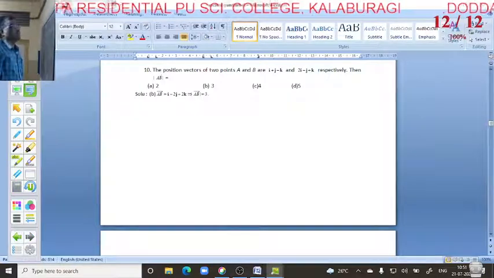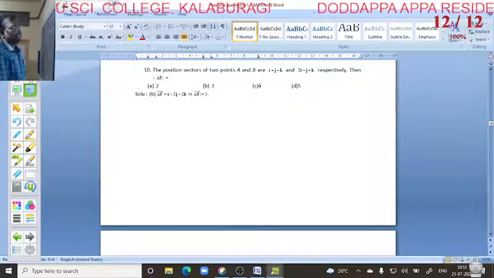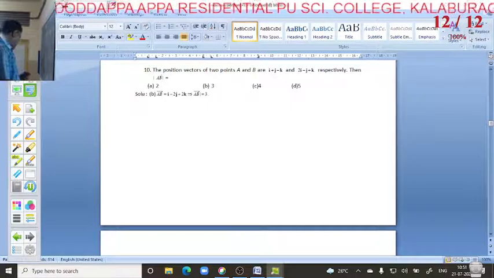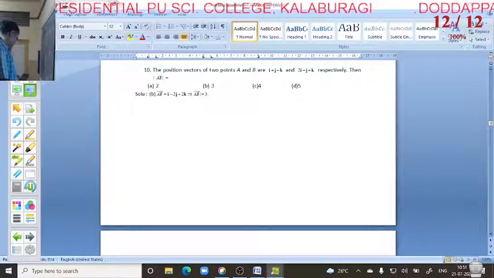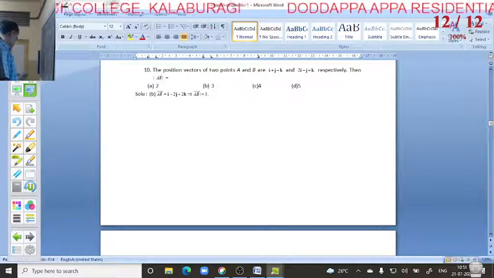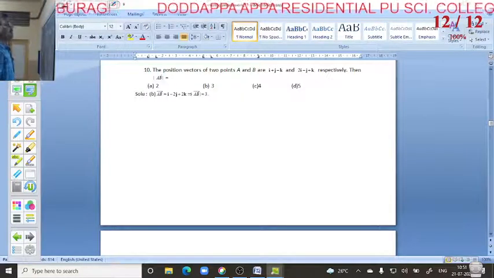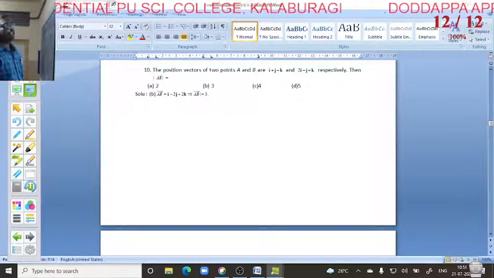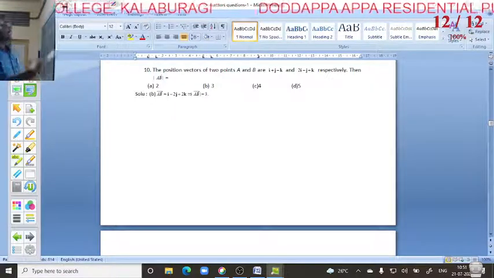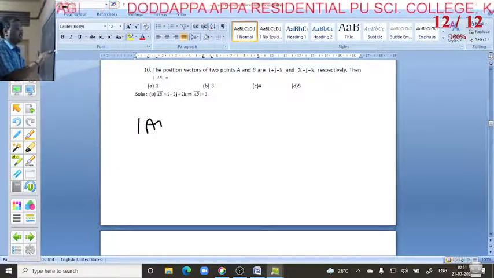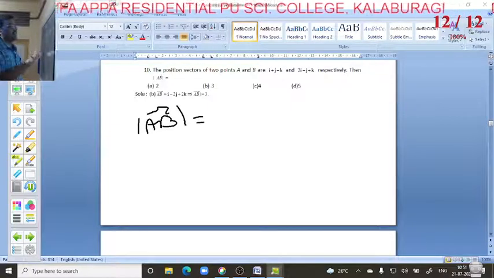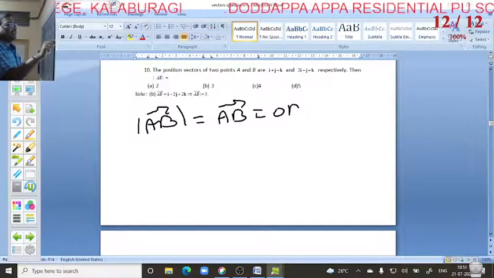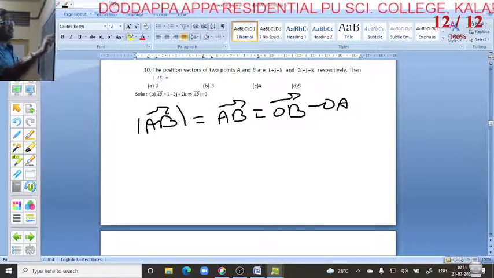Next, 10th one. The position vectors of 2 points A and B are i plus j minus k and 2i minus j plus k respectively. Then the magnitude of vector AB is. Okay, first you have to find vector AB. Vector AB means you have to take vector OB minus OA.